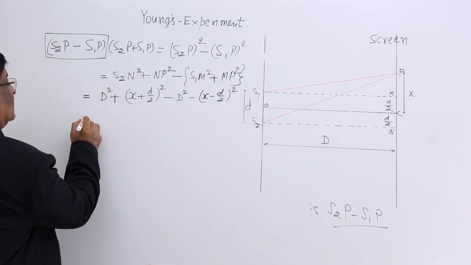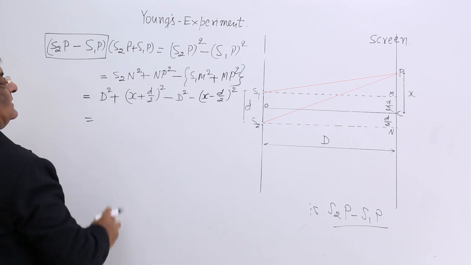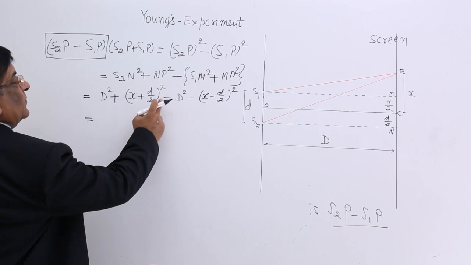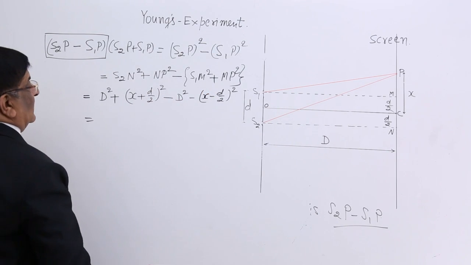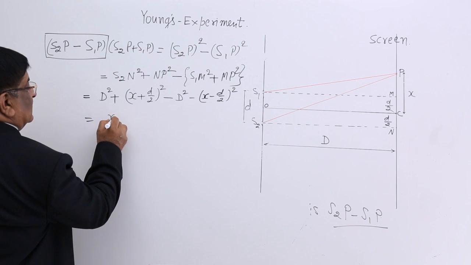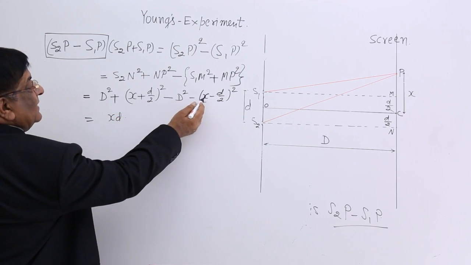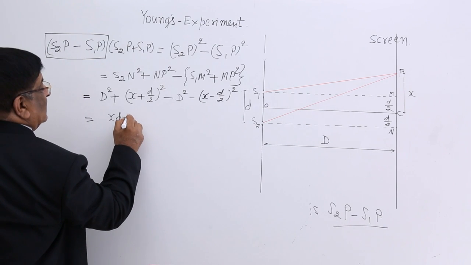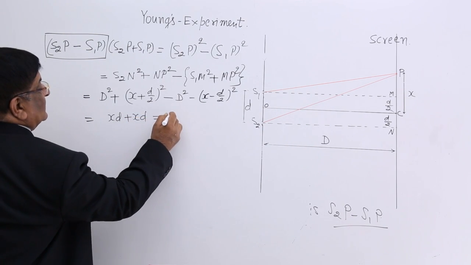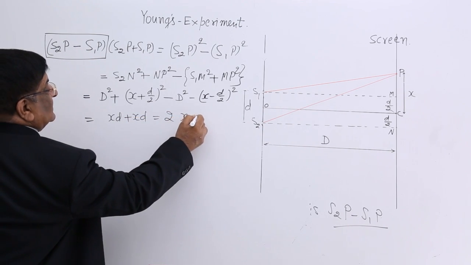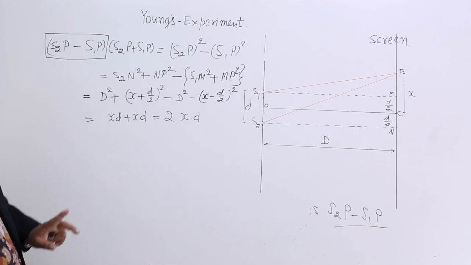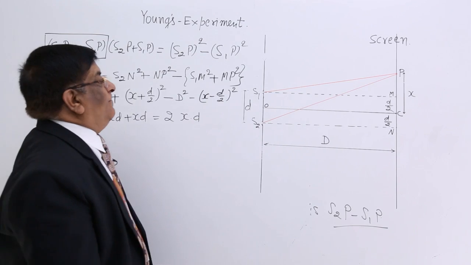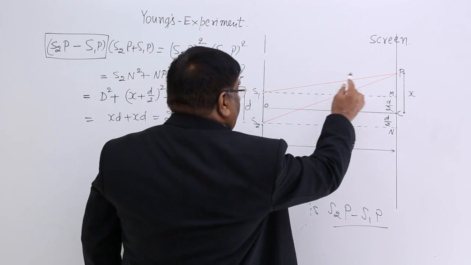Okay, let us solve this. D square is cancelled, x square is cancelled, d square upon 4 is cancelled. So what do we get here? xd, and here we get minus into minus plus xd. So this is equal to 2xd. This has become like this. Now come to the left hand side: S2P plus S1P.